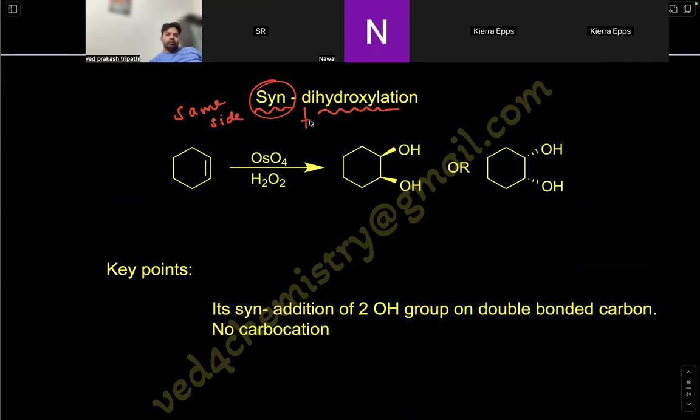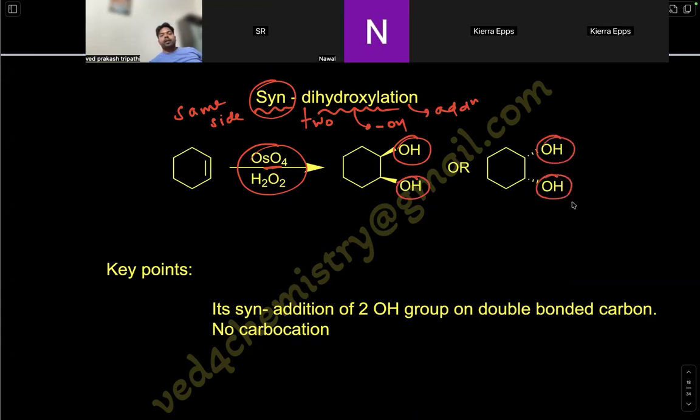Di means two. Hydroxy is OH and ation means addition. So it is an addition of two OH groups on the same side. The reagent is osmium tetraoxide. So both the OH groups have the same direction, either wedge or dash. Clear?